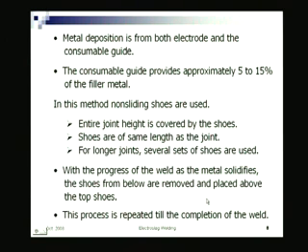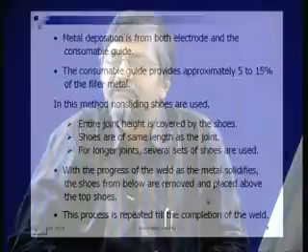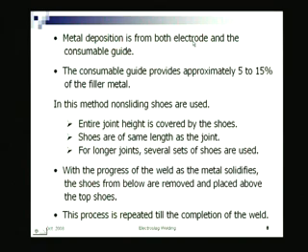So, here we talked about metal deposition. When you use a consumable guide, what does it mean? The guide tube also gets consumed, means it also gets melted and deposited. So, that is what it says, that the deposition is from both the electrode as well as the guide. Here it provides an additional 5 to 15% of filler metal.